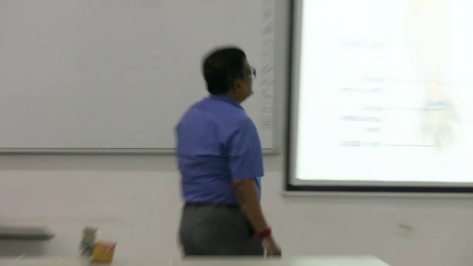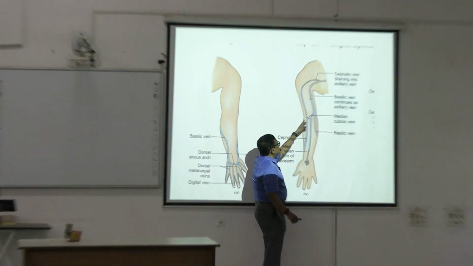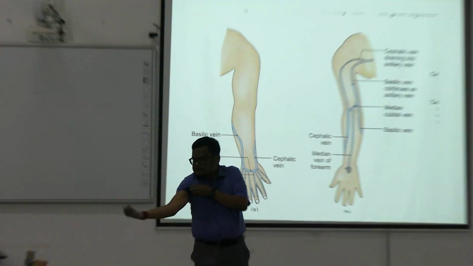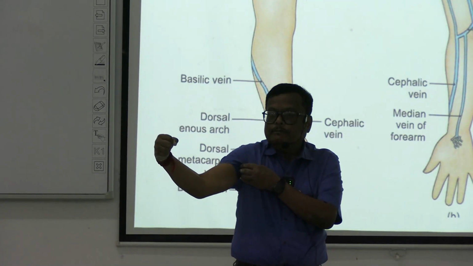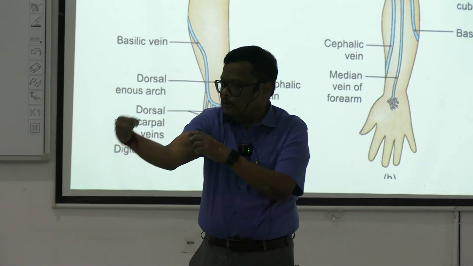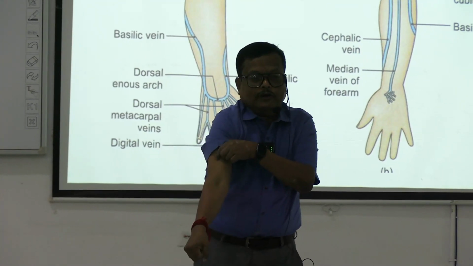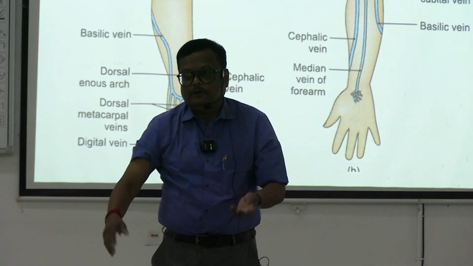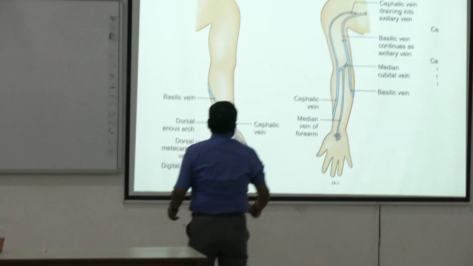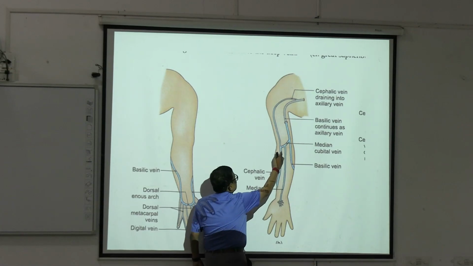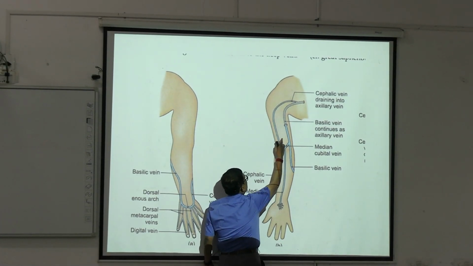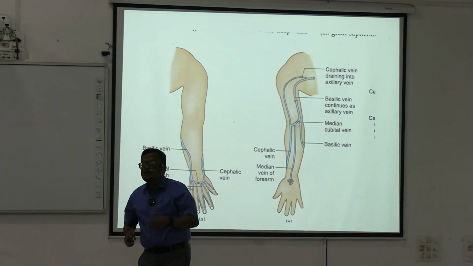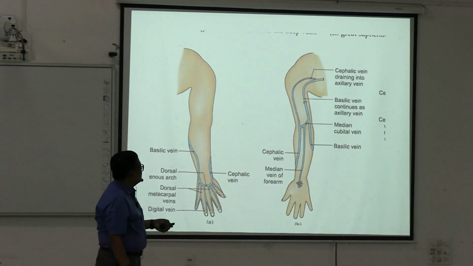Ultimately, it courses further upwards along the lateral border of the biceps muscle. This is the biceps muscle. Why important? Suppose you search for a cephalic vein. At the biceps muscle lateral border, cut the skin in the superficial fascia, you will find the cephalic vein. So it proceeds upwards, crosses the elbow joint, then courses further proximally along the lateral border of the biceps tendon.